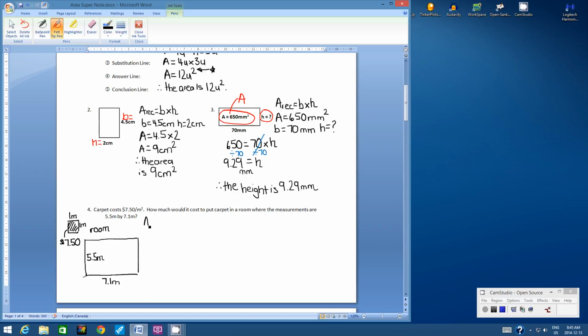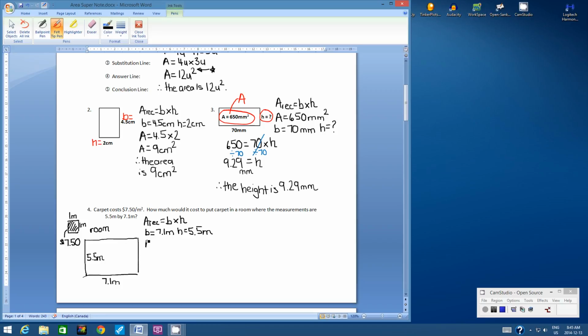So line number 1 is the formula line. Area of a rectangle equals base times height. The second line is our information line. So what do we know? We know that the longer side is the base. The longer side is 7.1 meters. And that the shorter side is the height. The height is 5.5 meters. Now, if you're getting more comfortable with this, you can get ahead of me. That's fine.